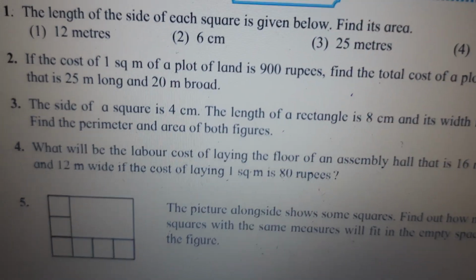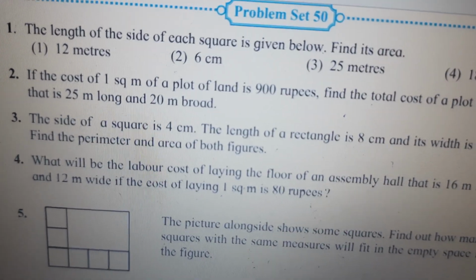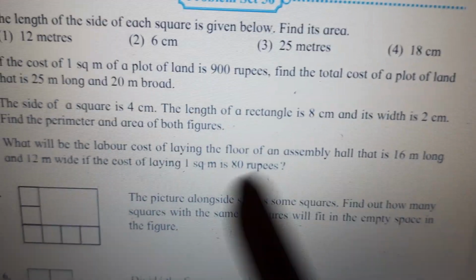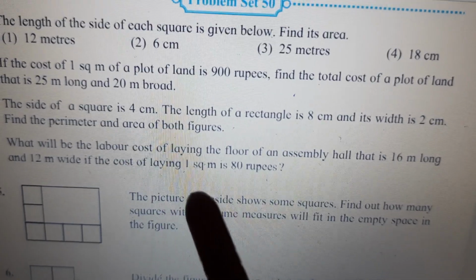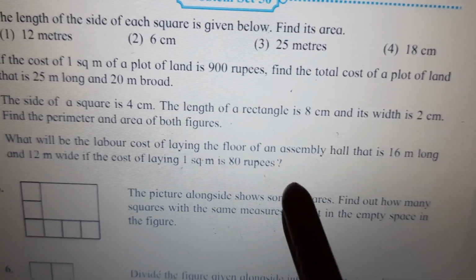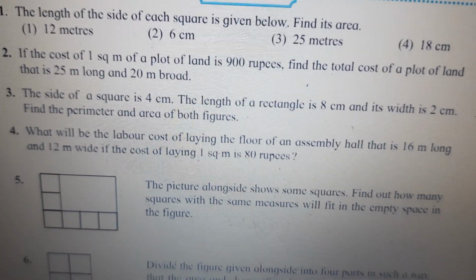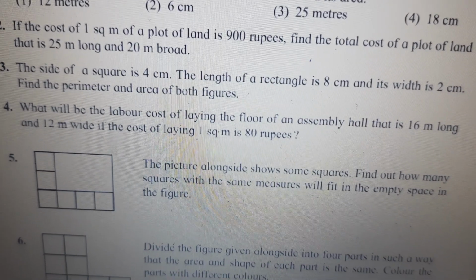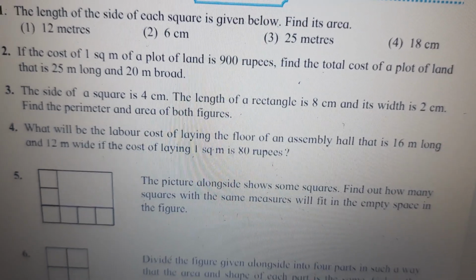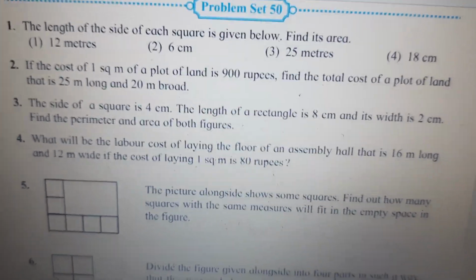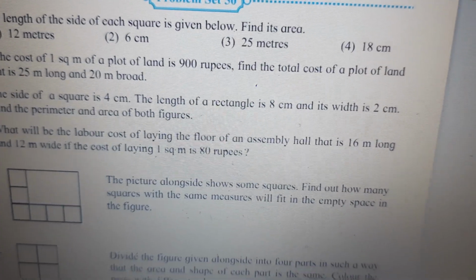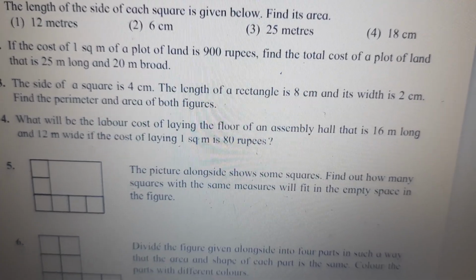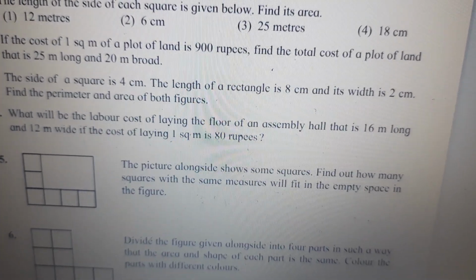Now we will be doing the fourth sum. What will be the labor cost of laying the floor of an assembly hall that is 16 meter long and 12 meter wide if the cost of laying 1 square meter is 80 rupees? Okay. So what will be the labor cost of laying? Labor means the work that is done, construction work. The people who are doing the work, that is the labor work.